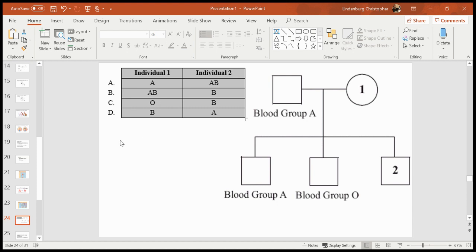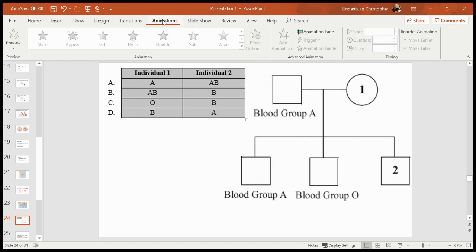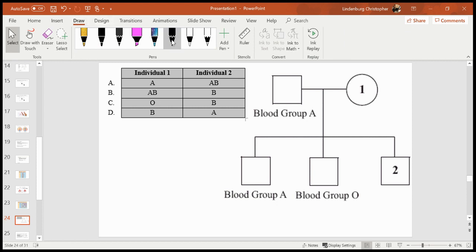Okay, now I'm going to start solving it. The first thing I want to do is just consider what the genotypes could be for each of these situations. We know for certain the blood type O is going to have two little i's, so I'm going to draw that in. The other thing we know is that if this kid has two little i's, they must have gotten one i from dad and one i from mom. So we know that both parents have to be heterozygous.